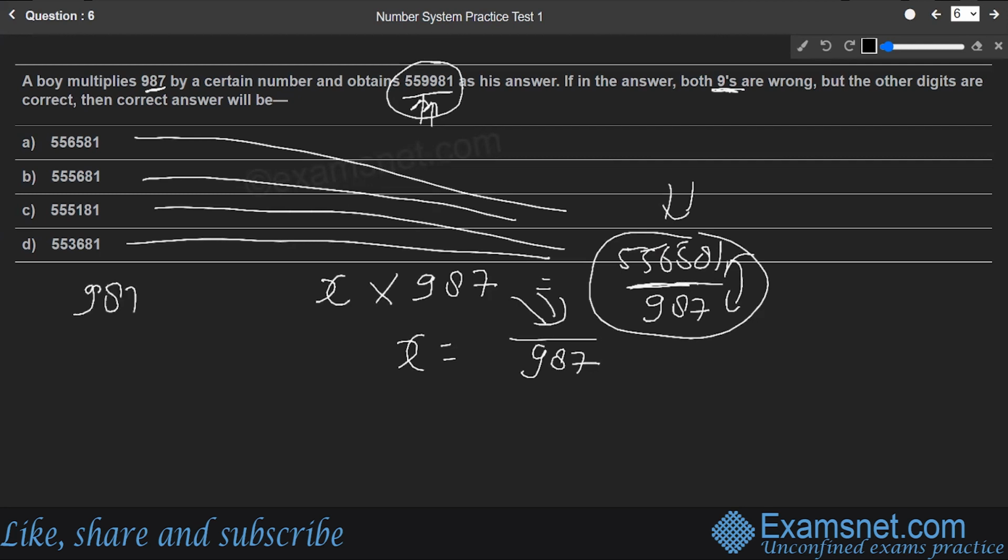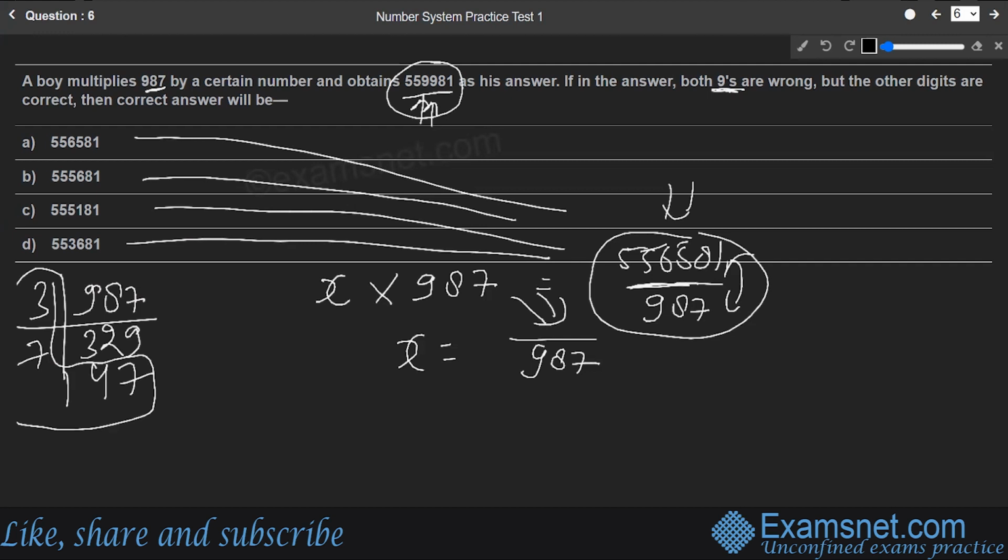If we find the factors of 987, it can be divisible by 3, and this should give me 329. Then we cannot divide it by 3 or 5, but we can divide it by 7. If we divide it by 7, this is going to be 47, and 47 is a prime number. So the factors of 987 are 3, 7 and 47.